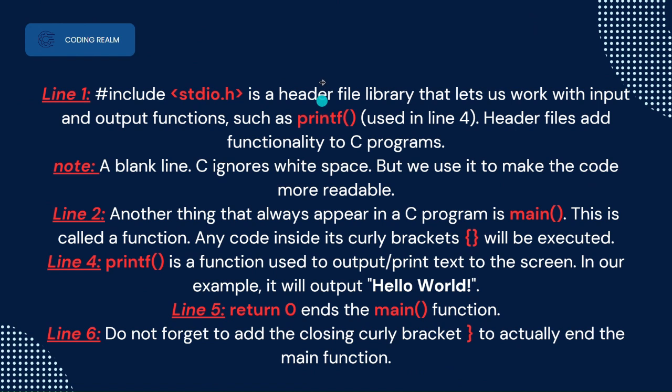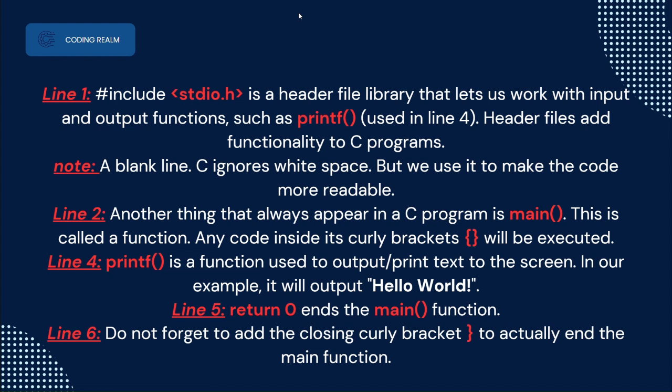Let's see the explanation of this example. Let's start with line 1. In line 1 we have hashtag include stdio.h. This is a header file library that lets us work with input and output functions, stdio is input or output, such as the printf function used in line 4. Header files add functionality to C programs. We have other header files like stdio, math.h, string.h, etc.